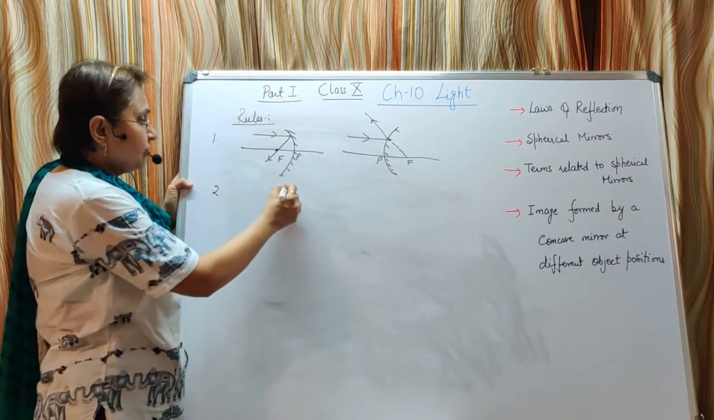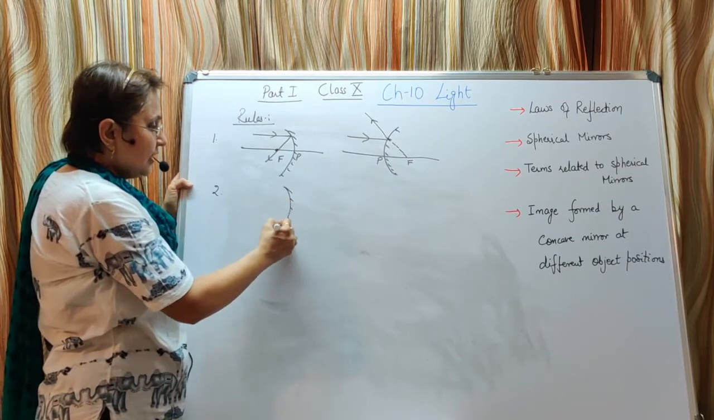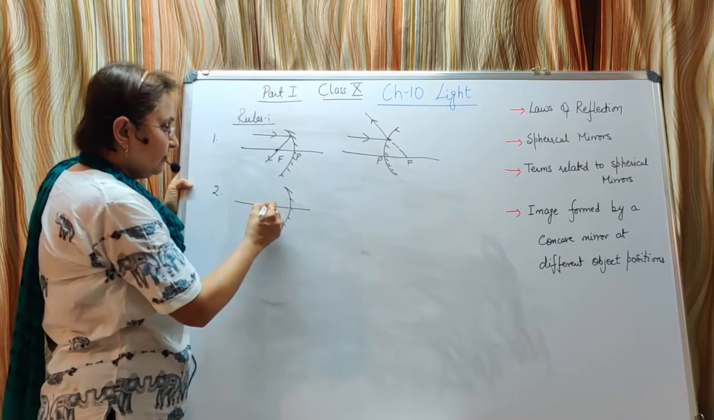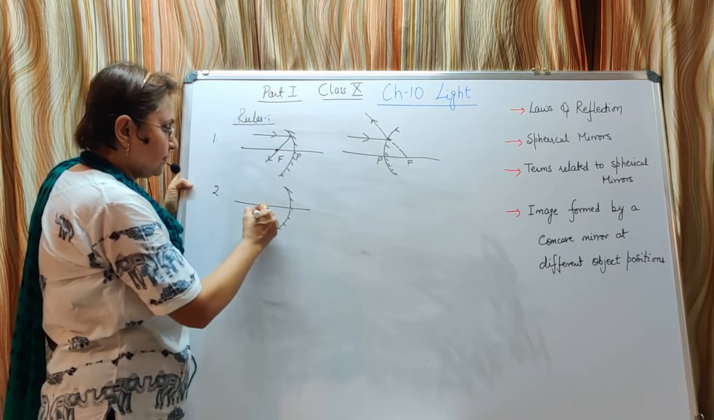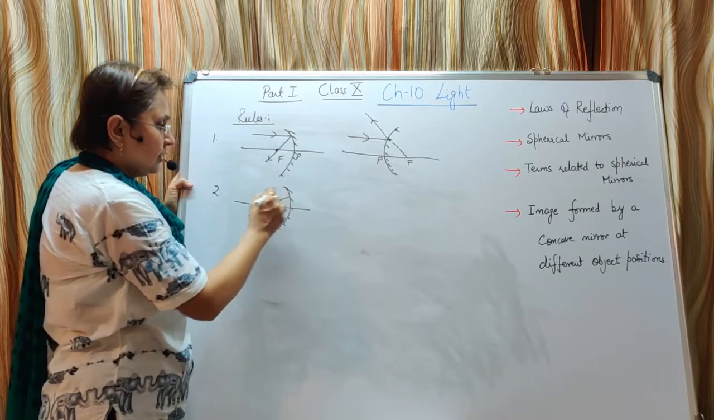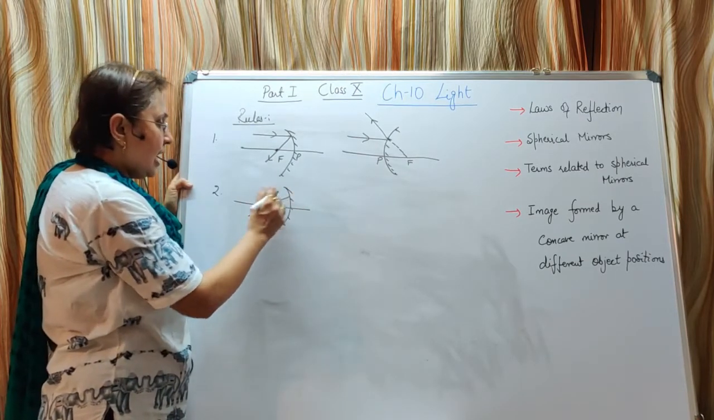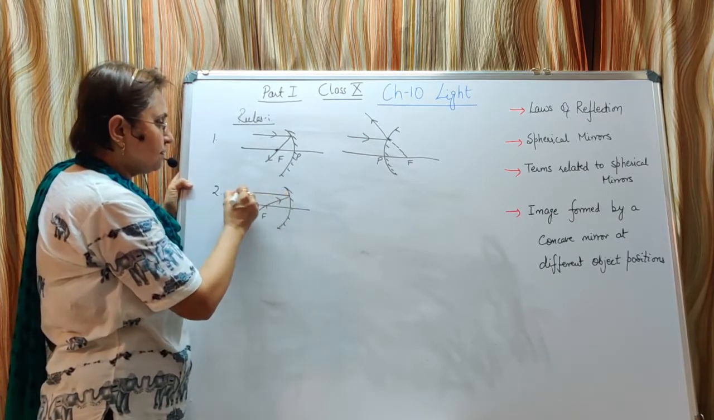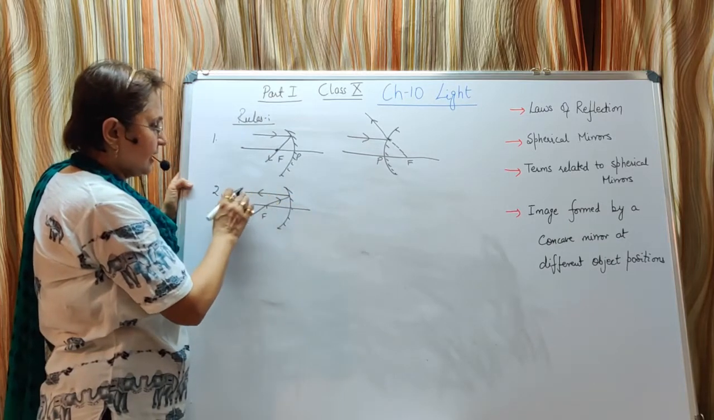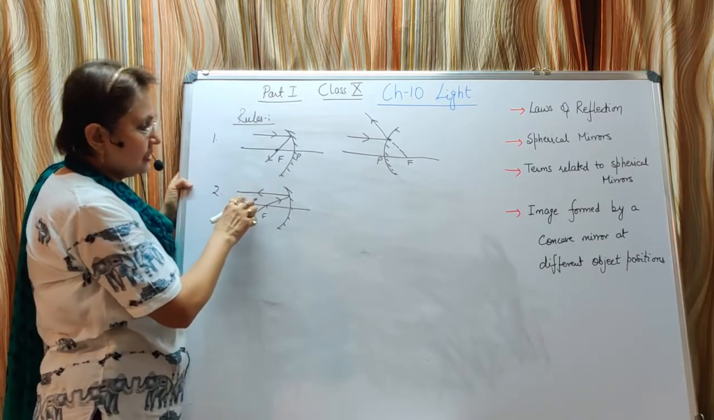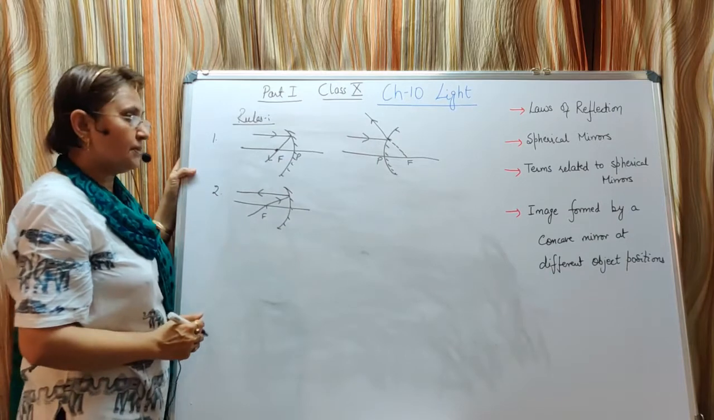Now, the second rule is, a ray of light which is passing through the principal focus in case of a concave mirror, after reflection becomes parallel to the principal axis.